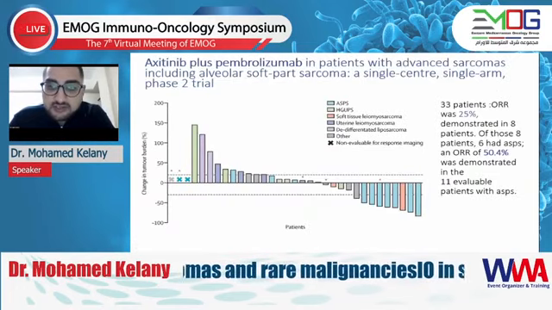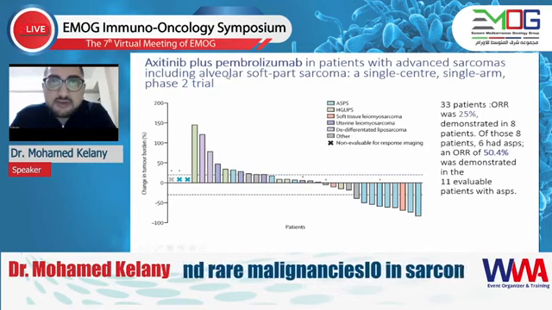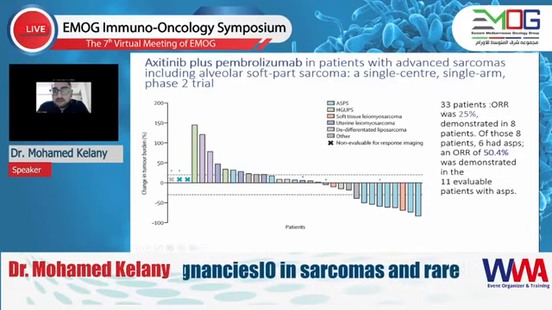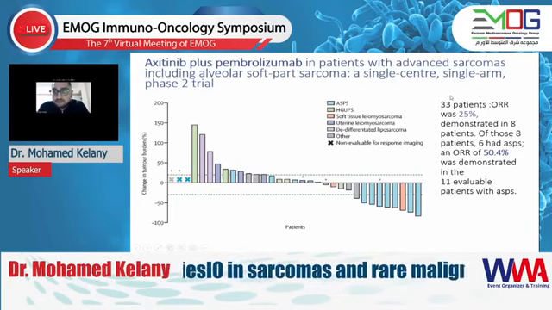This is the rationale why we tested in a phase 2 trial axitinib plus pembrolizumab in patients with advanced soft tissue sarcoma, including the alveolar soft part sarcoma. It is a single center, single arm trial. They tested this combination in 33 patients. The overall response rate was 25%.